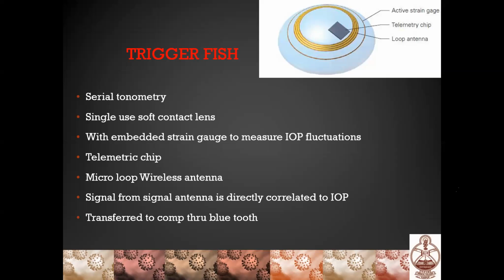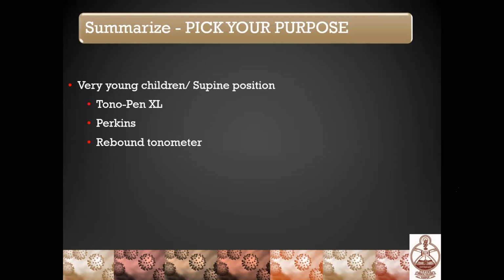What is your purpose? And then decide which tonometer to use. If you have a very young patient, the tonometer of choice is either a Tonopen or a rebound tonometer. If you have a series of patients coming up, like in a camp, or patients in a busy hospital where you just want to screen non-glaucomatous patients, you can easily use a non-contact tonometer, which is the air puff variety.